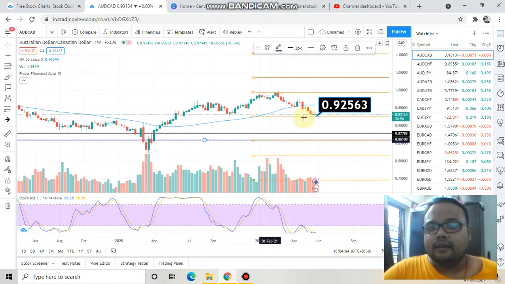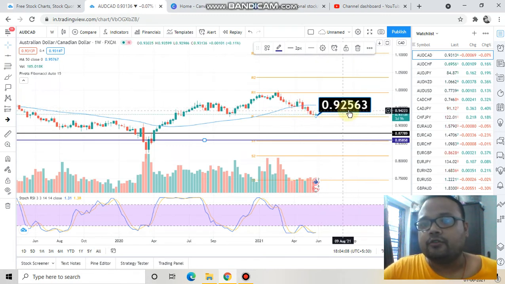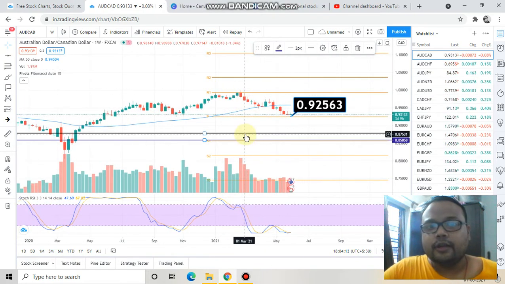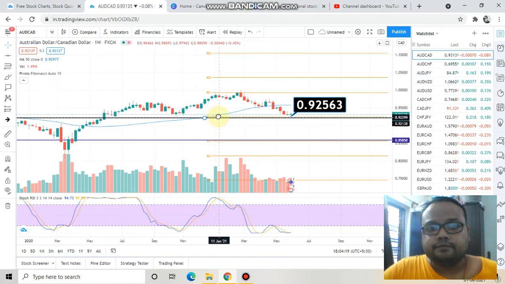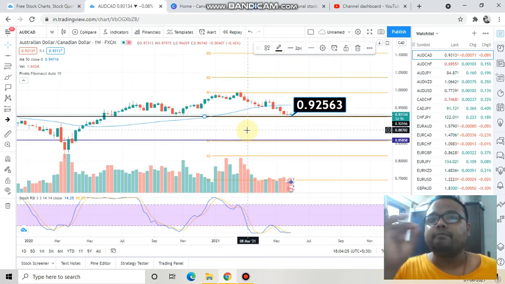You can see that I have a price level here, 0.9256. This is the support on the weekly chart. As you can see, there is a support level on the weekly chart in the form of a pivot line, and this is the support. Right now the market is just trading above this support on the pivot line.